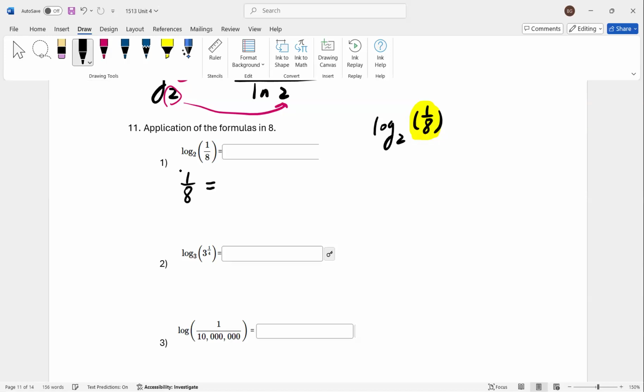So we just play with it. How do we write 1/8 as a power of 2? Let's look at the denominator first. The denominator is 8. We all know 8 is 2 cubed. Then the denominator now is a power of 2. And what happened to the 1 over?